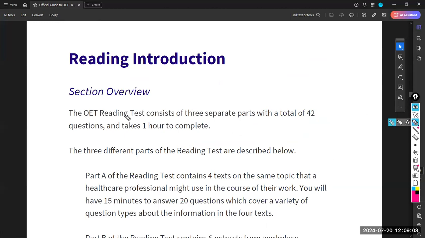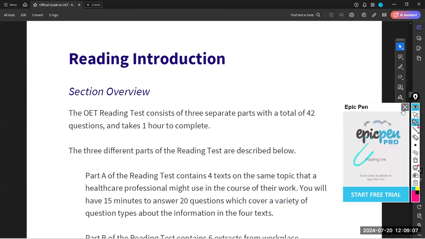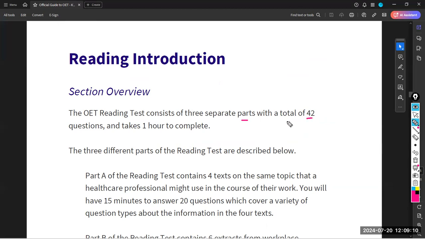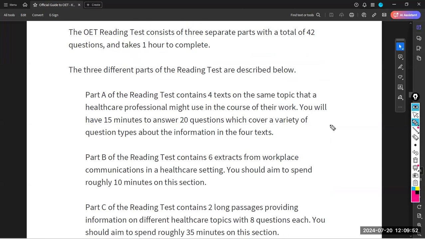Okay, so now the OET reading test consists of 3 separate parts with a total of 42 questions and tasks that absolutely it takes 1 hour to complete. Approximately, it's the same as the IELTS exam because we have 1 hour to solve 40 questions in the reading section. But in the IELTS exam, we have 3 parts, and absolutely the final part is the longest and the hardest. And I think that it's the same here with the OET reading test. Okay. So the 3 parts of the reading test are all described below. So let's describe all the parts of the reading section.